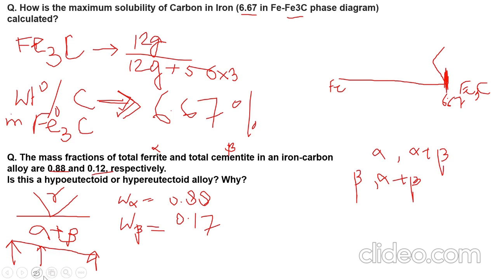Now, if you do not want to go into those details, we will just calculate the value of the composition, because we know this is 0.76. Less than that is hypo, higher than that is hyper. You should be aware that your eutectoid point is 0.76. So what we try to do is solve for these alpha and beta.